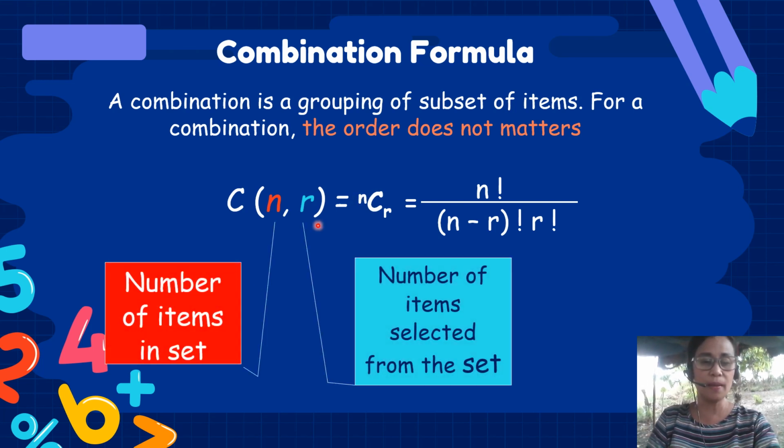So, n is the number of items or the number of objects in the set. r is, of course, the number of objects that you are going to select at a time. Now, let's familiarize ourselves with this formula.